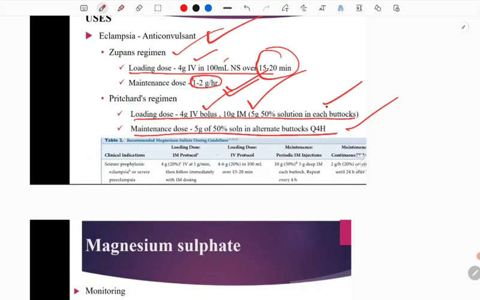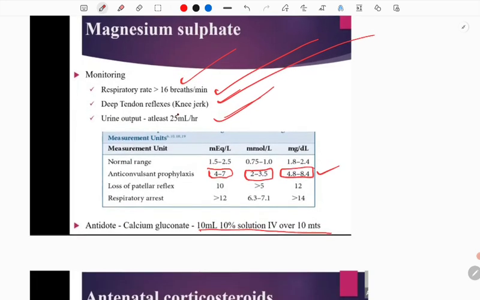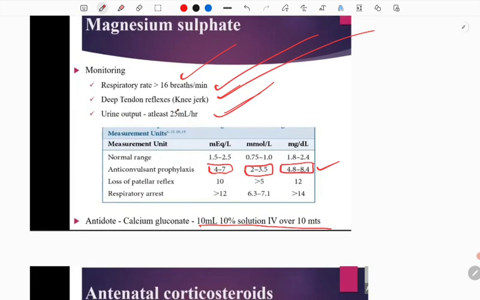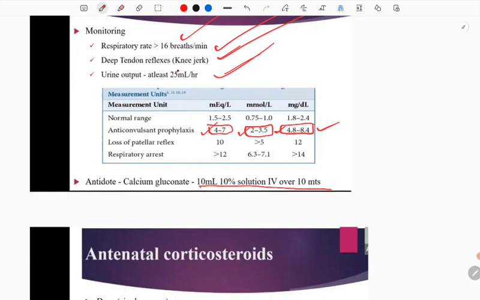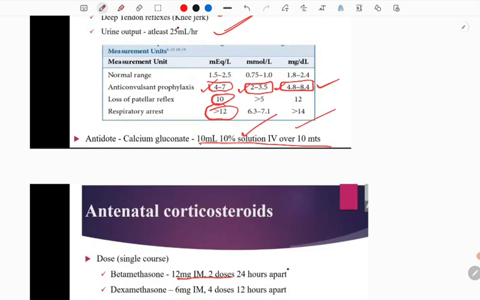This is the recommended magnesium sulfate dosing schedule for seizure prophylaxis: loading dose, then maintenance dose, continuous IV infusion. Monitoring: respiratory rate more than 16, urine output more than 25 ml per hour. Normal range is 2 to 3.5 mg/dl; therapeutic range 4 to 7 mEq per liter, 4.8 to 8.5 mg/dl. Loss of patellar reflex, respiratory arrest at more than 12. Antidote is calcium gluconate 10 ml of 10% over 10 minutes.